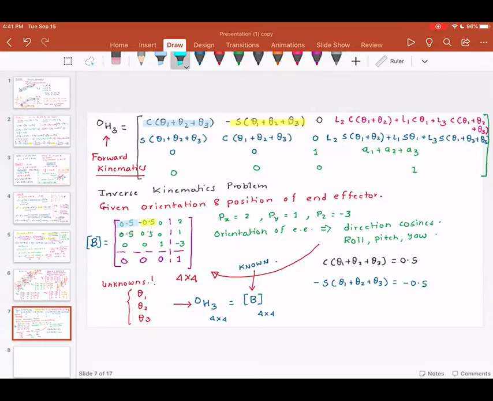So I'm going to say, if you look at this term, and I want you to look at this term, I want you to look at this term, and I want you to look at this term.